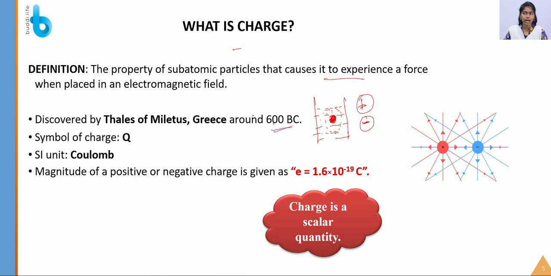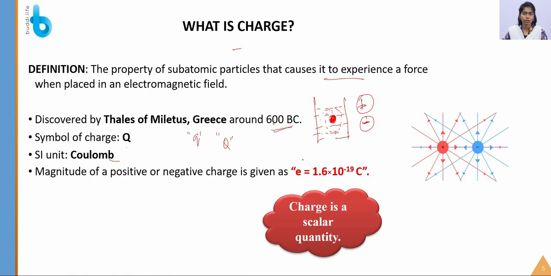So he discovered the charge around 600 BC, such an early stage, right? Next, the symbol of charge is used as either small q or capital Q. Okay, that's not a problem. Next, what is the SI unit of charge? It is the coulomb.